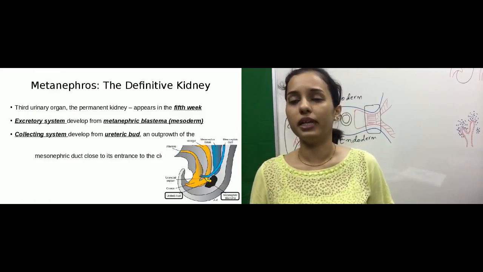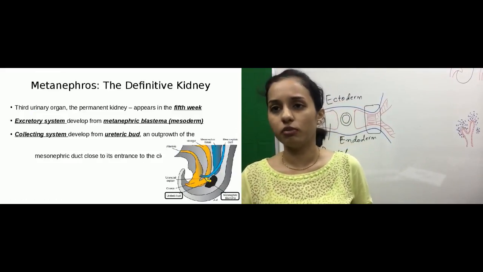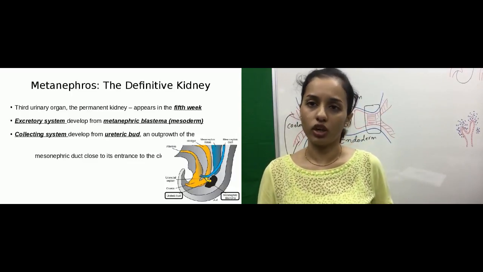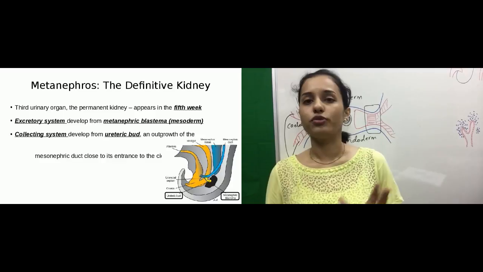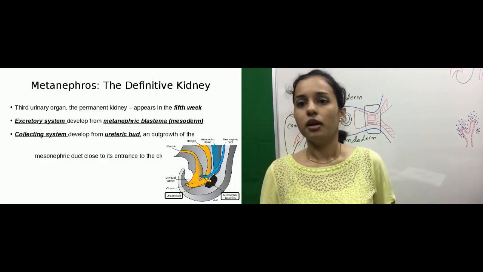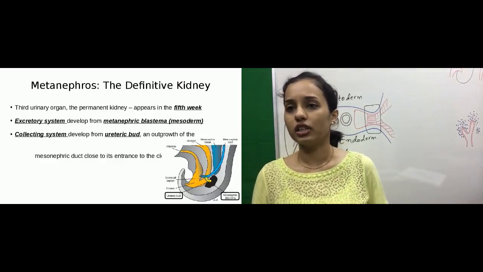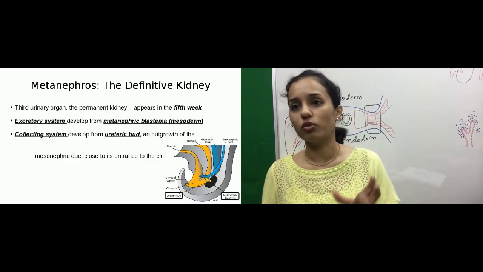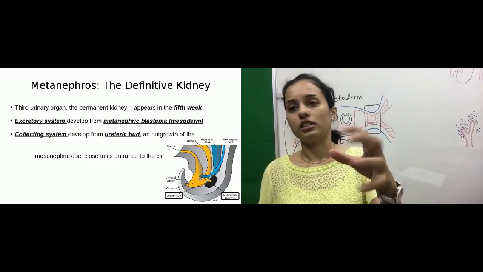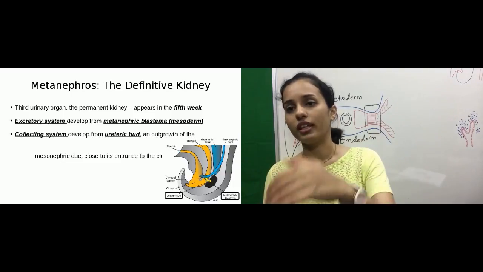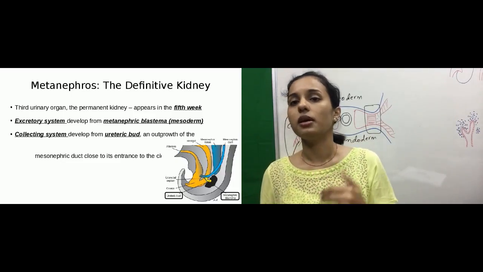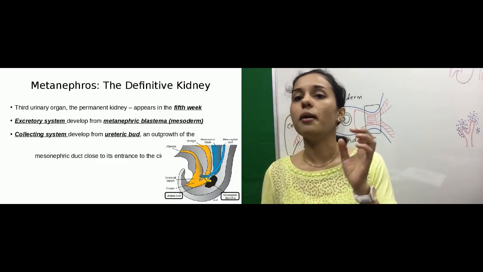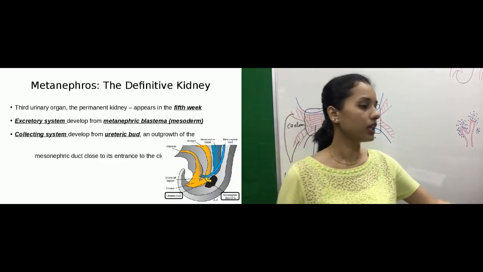The next permanent and definitive kidney system to form is the metanephros. This is the third urinary organ, the permanent kidney. Around the 5th week, it starts appearing. But here, the metanephros does not develop the way you saw the mesonephros develop, where it acquires a glomerulus and Bowman's capsule, and then forms tubules. Though it appears in the 5th week, it appears like a blastema, the metanephric blastema.